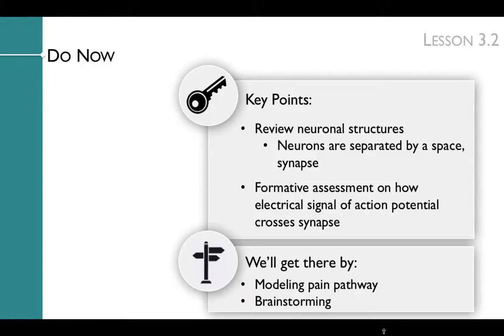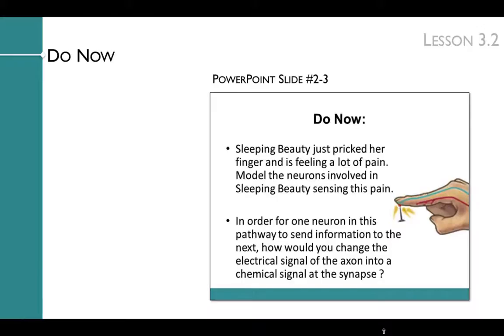In the Do Now, which is part 1 of the lesson worksheet, students work with a partner to model the neurons involved in Sleeping Beauty being able to feel the pain of pricking her finger. Once the students model the pathway, they then brainstorm ways of changing the electrical signal of the axon into a chemical signal at the synapse. This is usually quite challenging for students, and that's fine because we'll address exactly that question today.